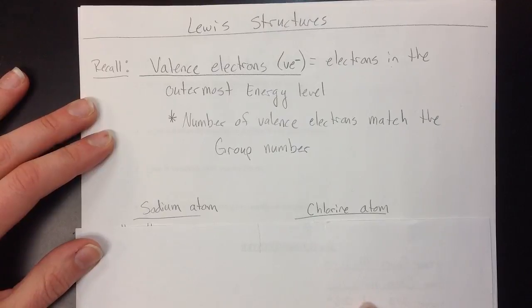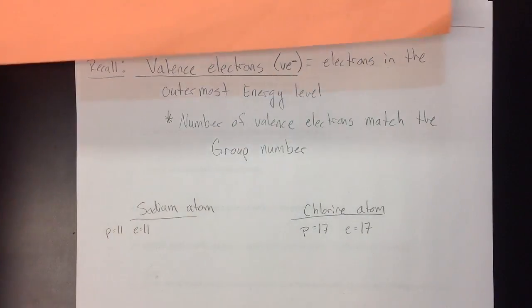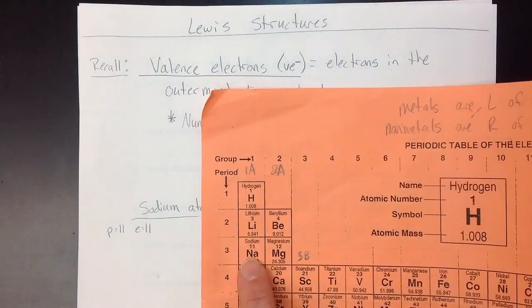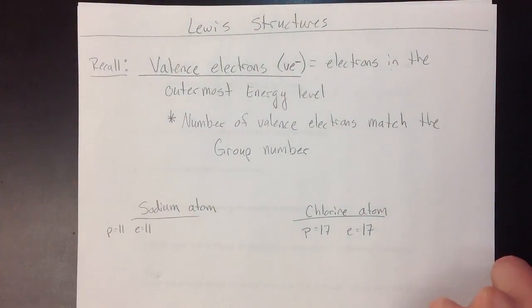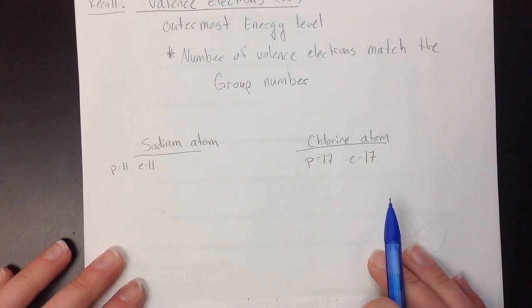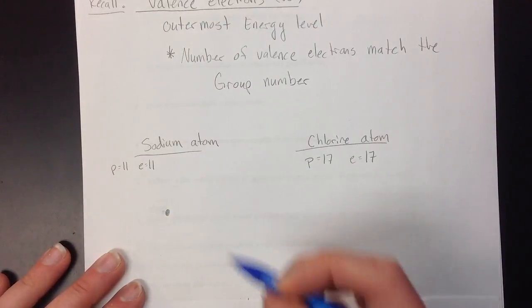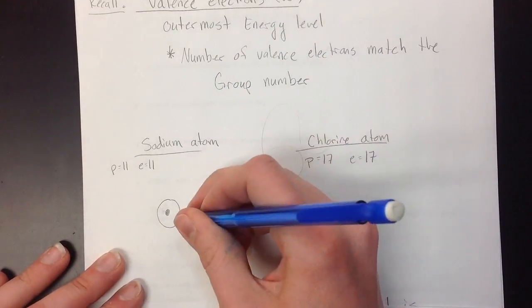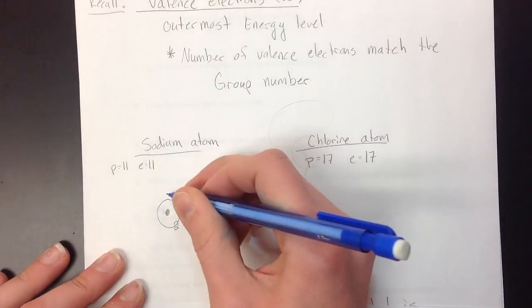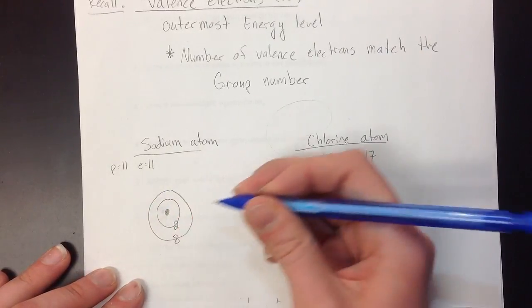So, for example, let's look at the sodium atom first. On the periodic table, we have that sodium has an atomic number of 11, so it has 11 protons. Because we're looking at atoms, it's also going to have 11 electrons. So if I was to draw the Bohr model for this, my protons and my neutrons would be in the nucleus. The first energy level can hold up to 2, so I'm going to put 2 electrons in my first energy level. The second energy level can hold up to 8.